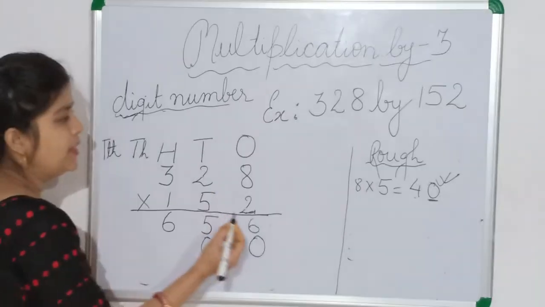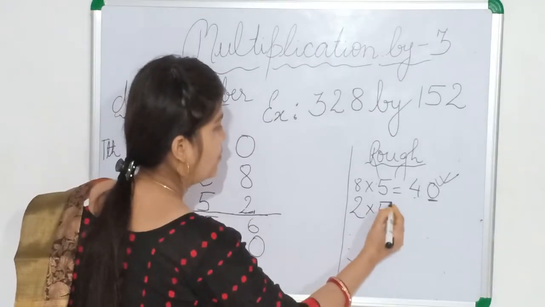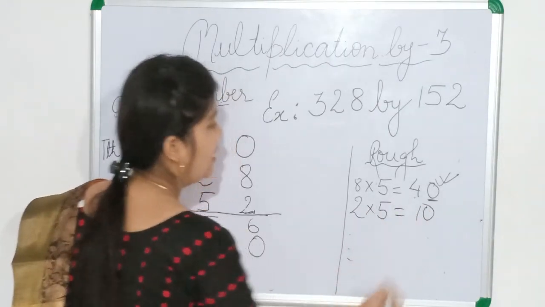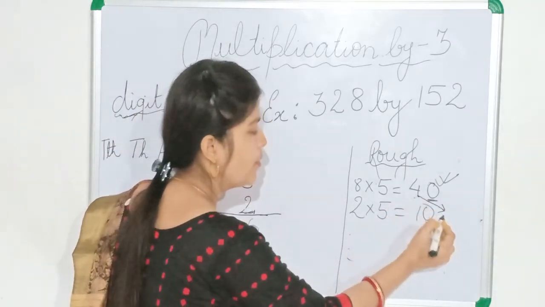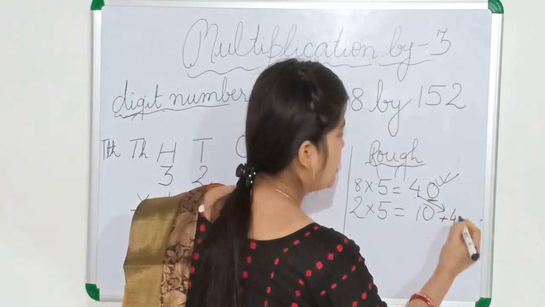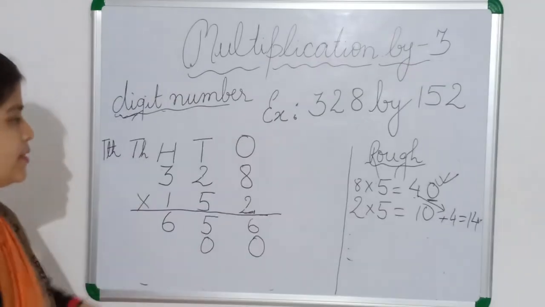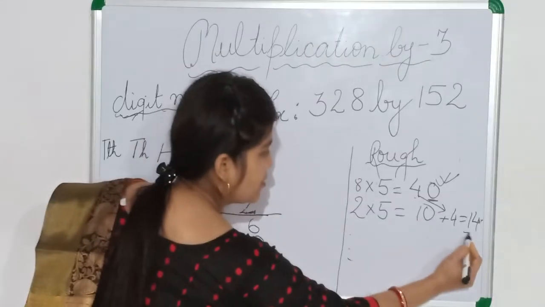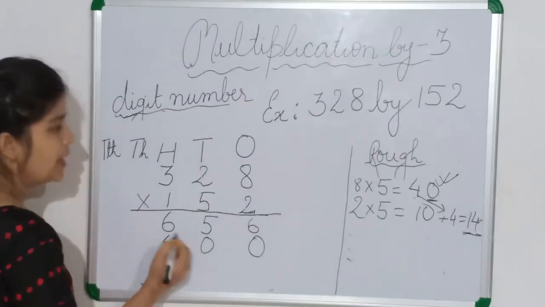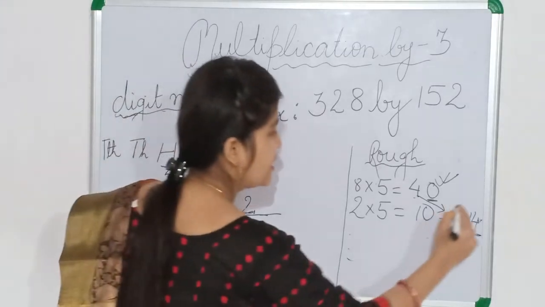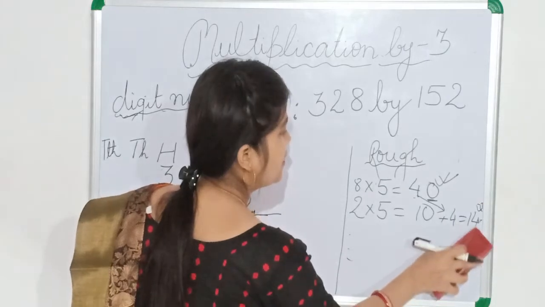Now 5 twos are 10. And in this 10 I will add this 4. Okay, it will become 14. So here also I got a 2-digit number. So I will write here 4 and 1 I will carry for the next step. This I have written and that I have to carry for the next step, this 1.